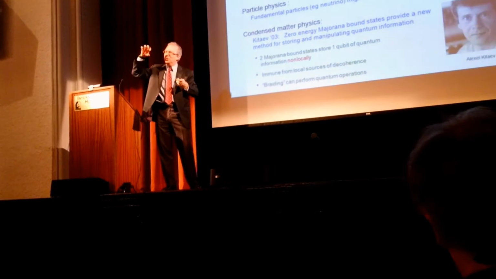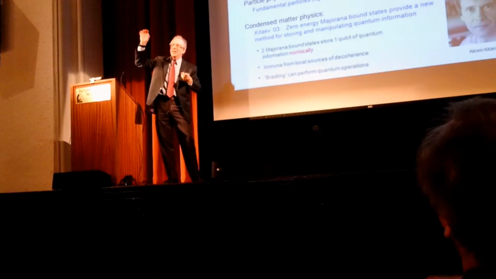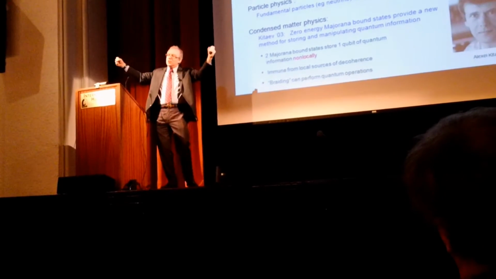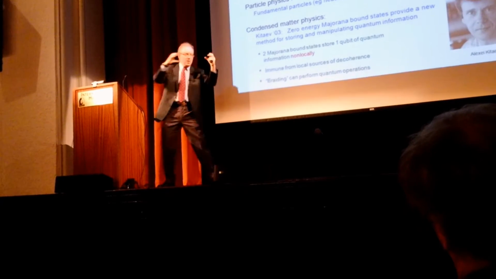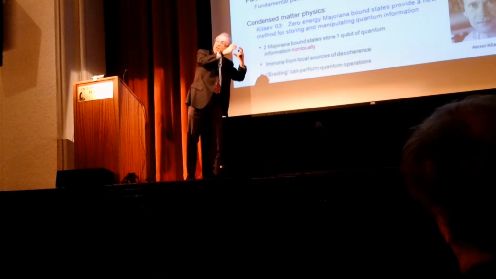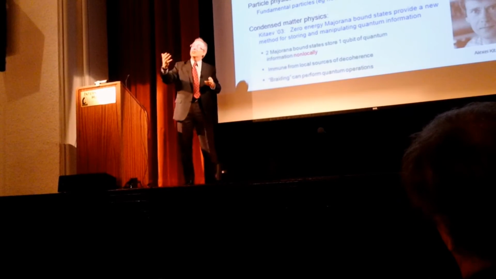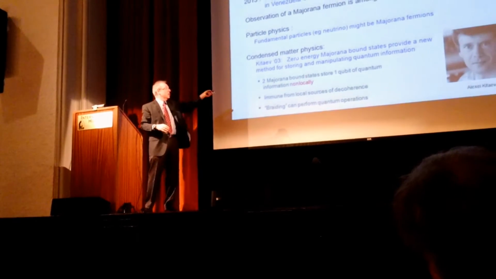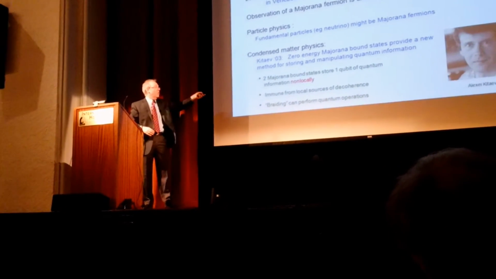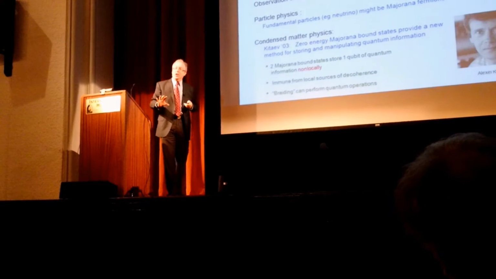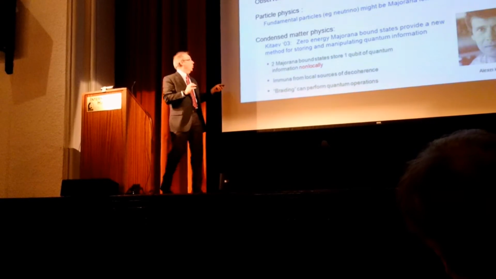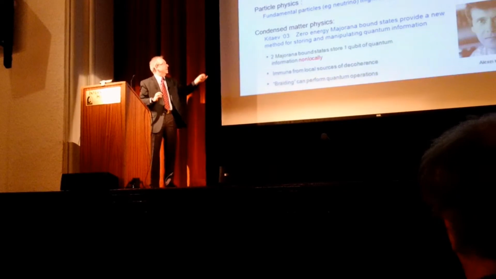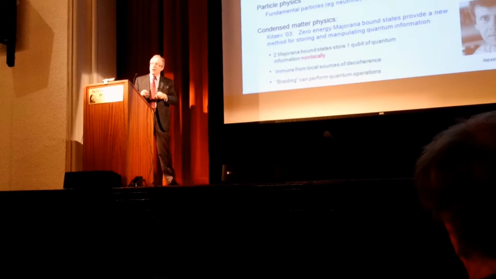So in quantum mechanics, if you do a measurement, you destroy the state of the system. And so if you can store it non-locally, so that if somebody looks over here, they can't measure the state of the qubit, then you can protect the qubit from decoherence. And so this is a big idea. And so this provides motivation for us to actually try to create these Majorana states in the lab.